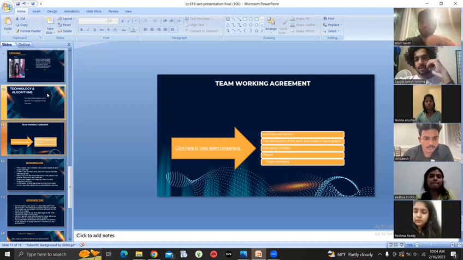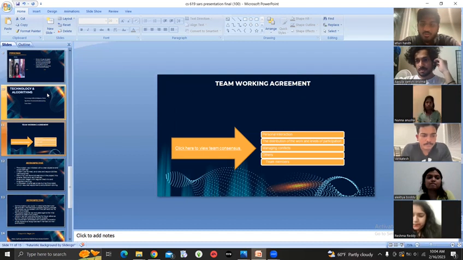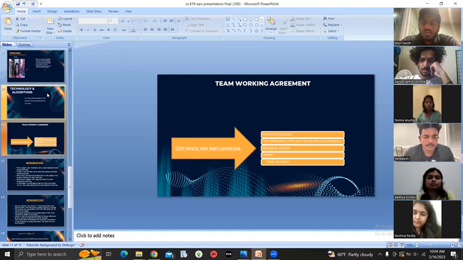Hanit will be explaining the team working agreement. For any type of project, we'll be having a team working agreement. It is nothing but a set of rules where every individual person in the group needs to take an oath to follow everything. And these are divided into 5 individual modules.